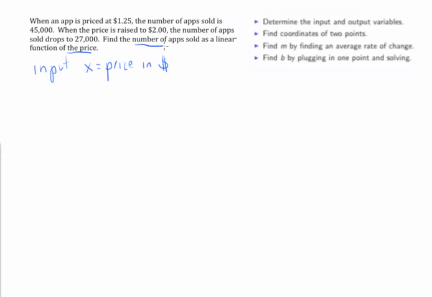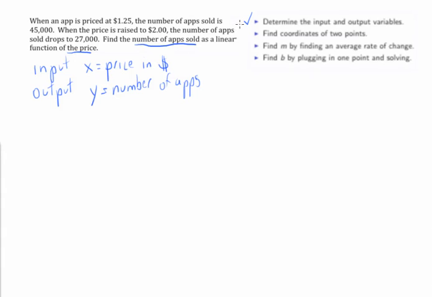Now, the number of apps sold is our output. And again, that's because it's what's equal to the function. So function of is input. What the function is, is output. Alright, we've got that step.